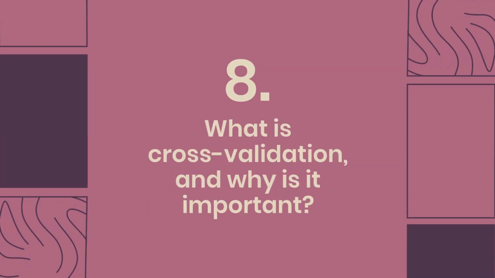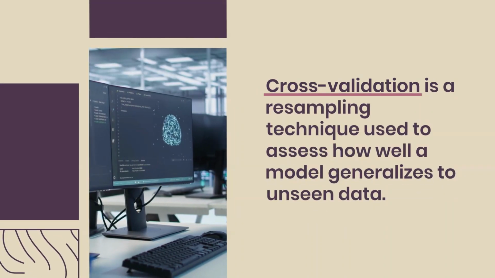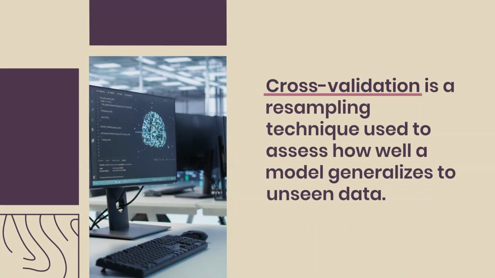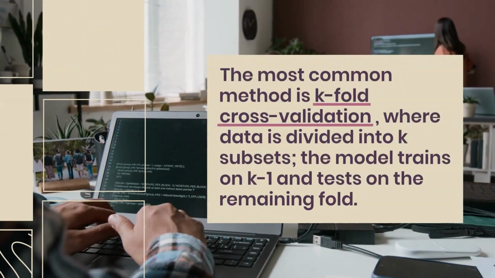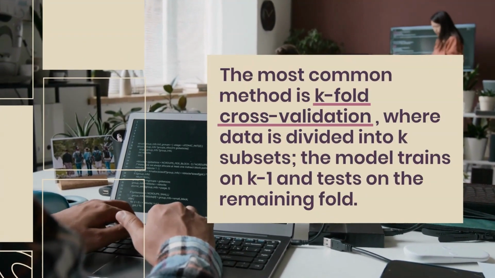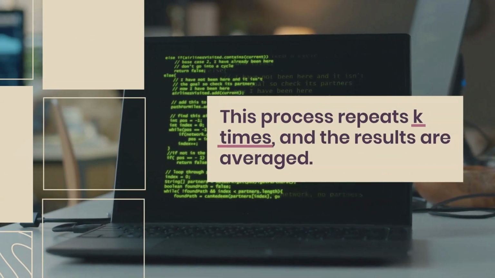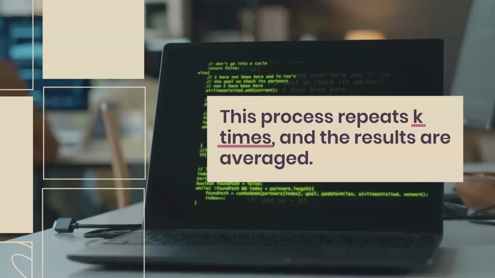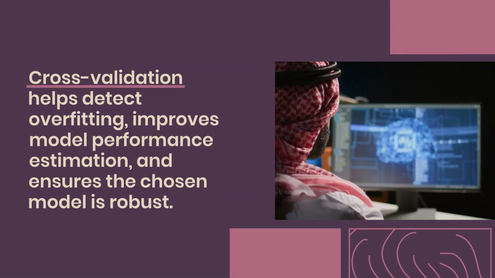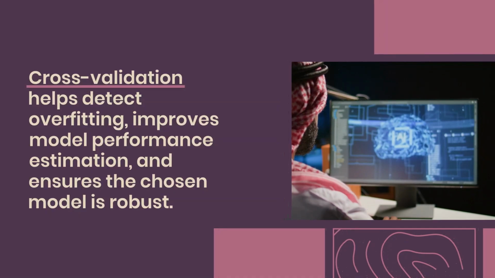8. What is cross-validation, and why is it important? Cross-validation is a resampling technique used to assess how well a model generalizes to unseen data. The most common method is k-fold cross-validation, where data is divided into k subsets. The model trains on k-1 folds and tests on the remaining fold. This process repeats k times, and the results are averaged. Cross-validation helps detect overfitting, improves model performance estimation, and ensures the chosen model is robust.